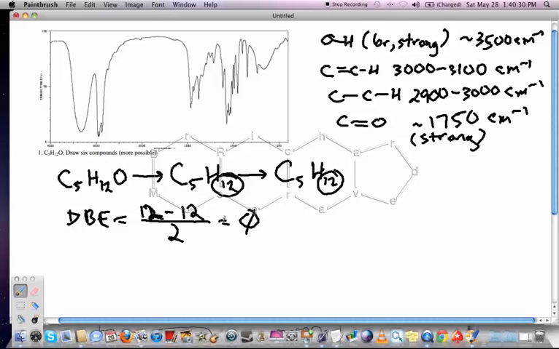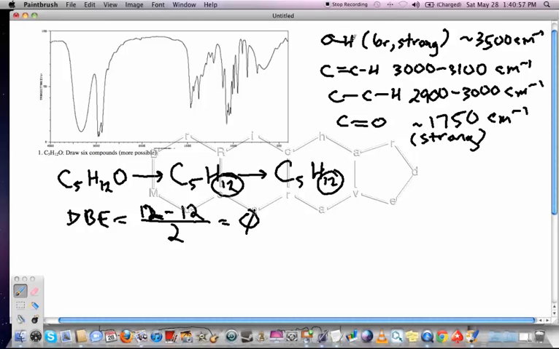So the compound has no rings and no double bonds in it. That's good information to know. The next thing I think is good to do is to look at the infrared spectrum and see if we can see any functional groups. And the ones I like to focus on are the OH, the CH connected to the C double bond C, the CH connected to the C single bond C, and the C double bond O.